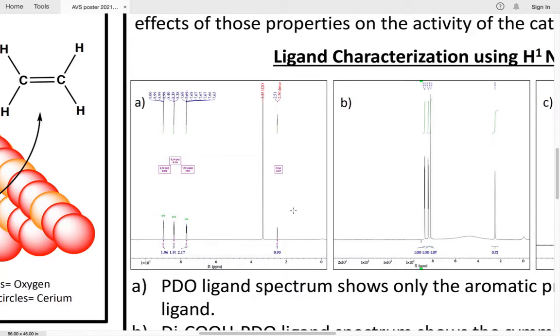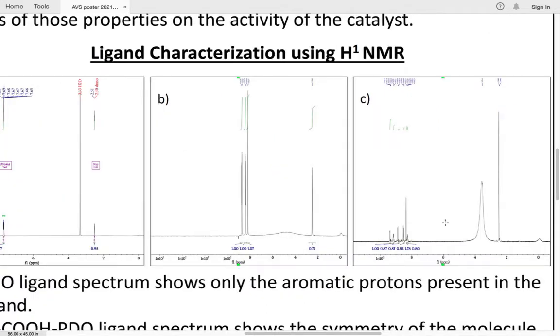Here you have the NMR spectra of dicarboxy PDO. There are 3 signals because this ligand also has symmetry. So the 6 proton signals that are replicated on both sides of the ligand are seen in these 3 signals here.